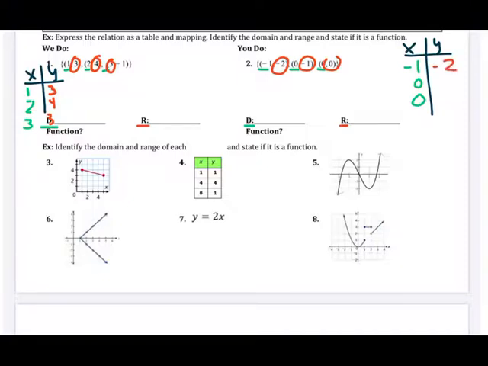0 goes with -1, and -1 goes with -2 for the y value. 0 goes with -1, and 0 goes with 0. So that's how we take the ordered pairs and represent them as a table.